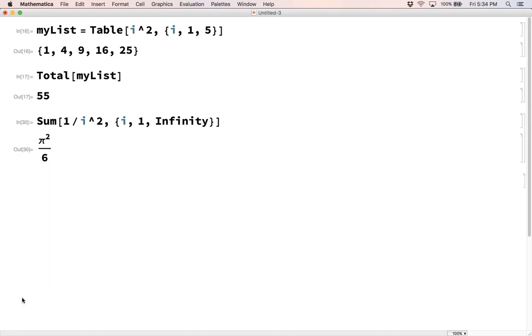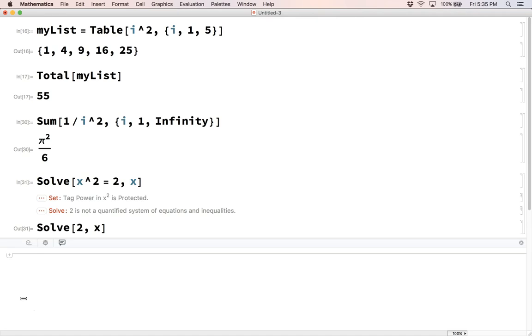Let me do one more example of how Mathematica works with expressions symbolically. There's a function built into Mathematica called Solve. Probably works basically the way you expect. So let me start it out by making a little mistake, but a common mistake. Say I want to solve x squared equals 2, and I want to solve it for x. So it gives me an error. It says Set::write, tag Power in x squared is protected.